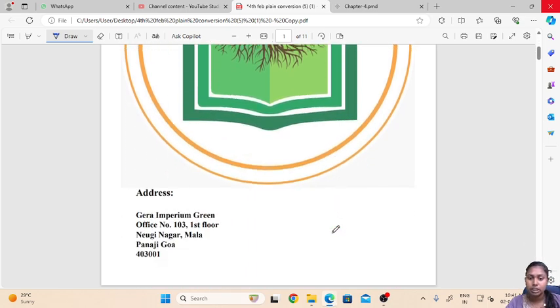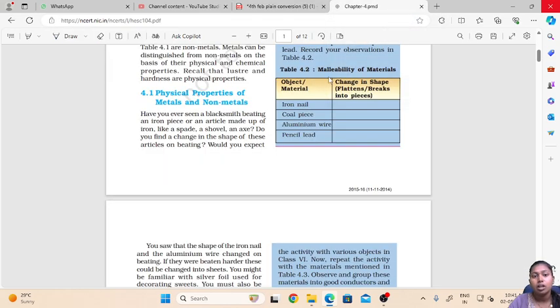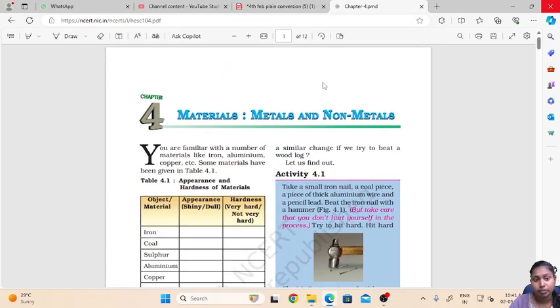So today we're going to deal with the chapter Materials: Metals and Non-metals. In this chapter we're going to learn what metals and non-metals are and how they are distinguished. In your previous classes you must have seen elements like iron, aluminium, copper. So what are these elements? Are they metals or non-metals?